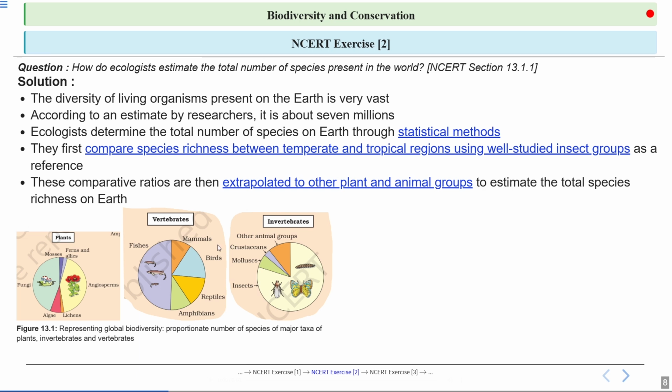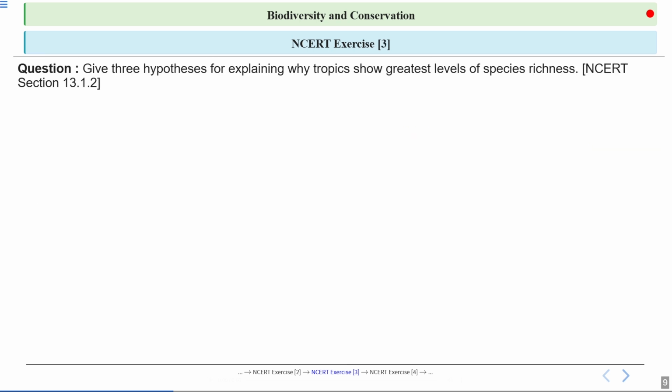Okay, so these are the major taxa: plants, vertebrates, and invertebrates. And within these taxa, there's a lot of biodiversity. Next question, give 3 hypotheses for explaining why tropics show greatest level of species richness.